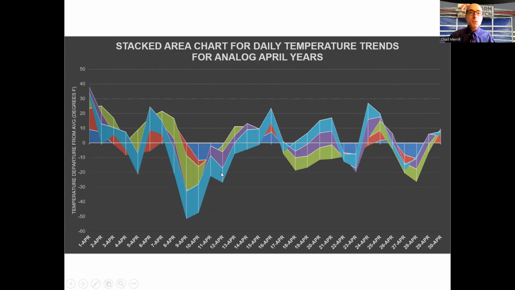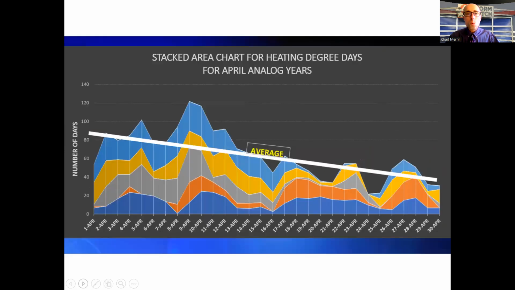As we transition to April, this is the stacked area chart for daily temperature trends. And the biggest item to note is that we have a little bit of a sustainable cool pattern from April 8th to 12th. Otherwise, temperatures do fluctuate above and below average, but not to the point where it deviates too much from the zero line, which is basically near average temperatures for April. So other than this little spike of cool weather between the 8th and the 12th of April, we're not really seeing any upside potential to any long-term cold or long-term warmth.